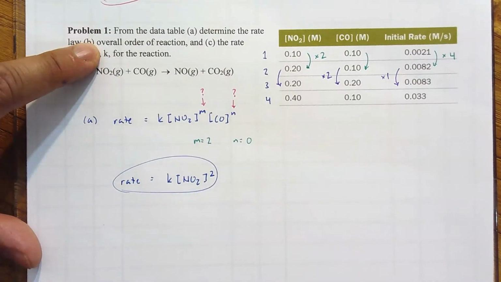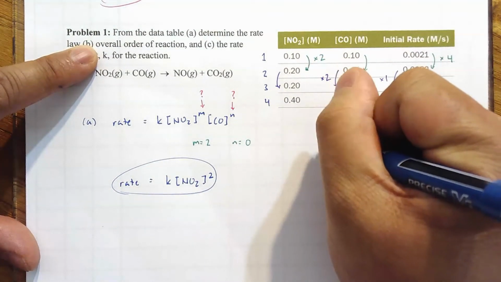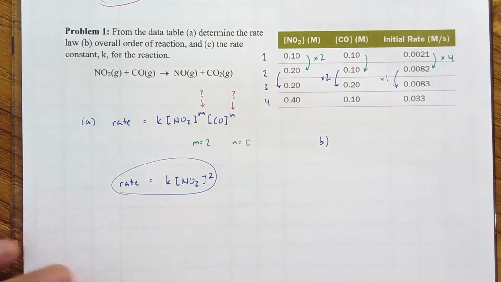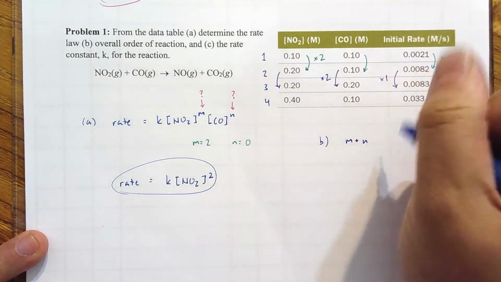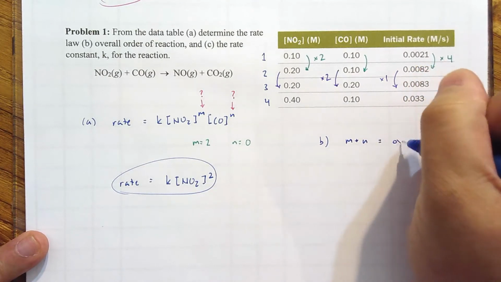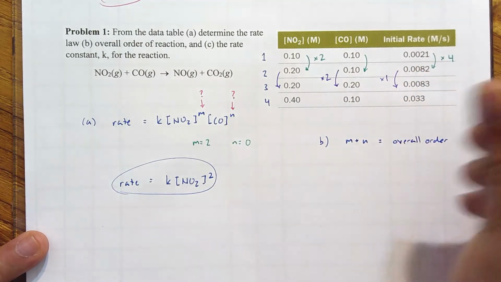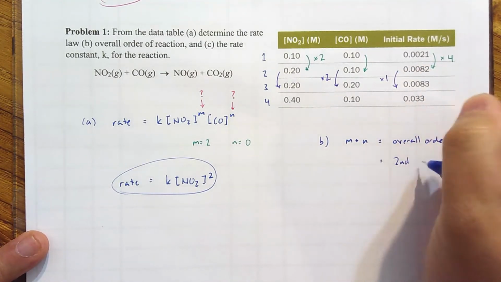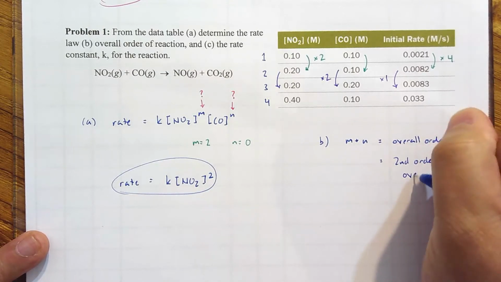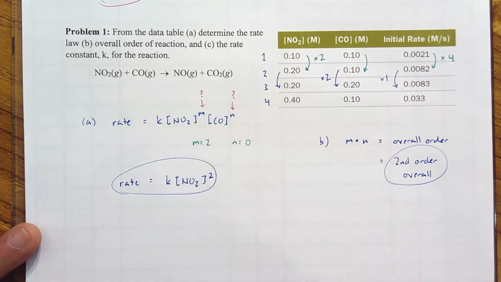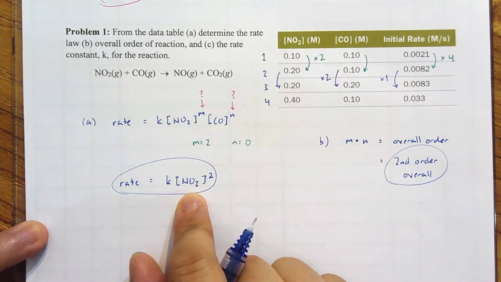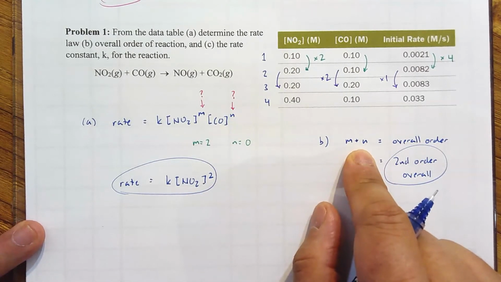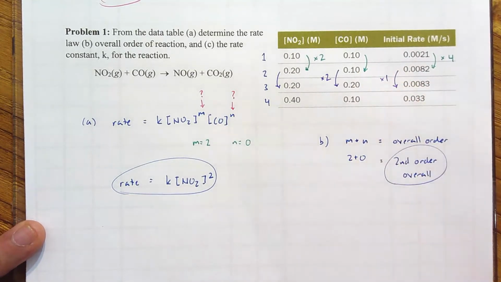The overall order of the reaction, I'll put part B here, give us some space, it's just the exponents added up. So M plus N equals the overall order. M is 2, N is 0. So you could say that it is second order overall. True, it's second order with respect to nitrogen dioxide, but it's also second order overall because N equals 0. We get this from 2 plus 0.